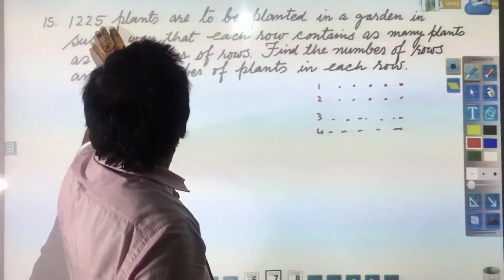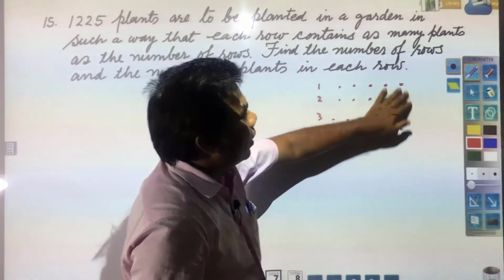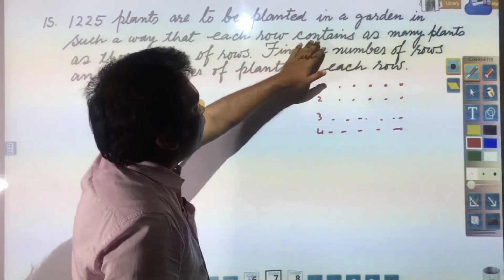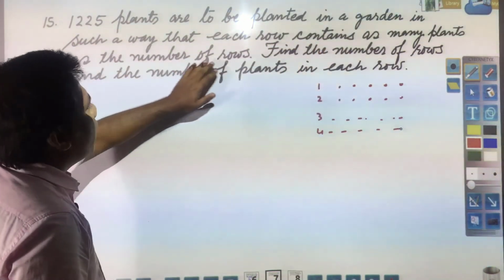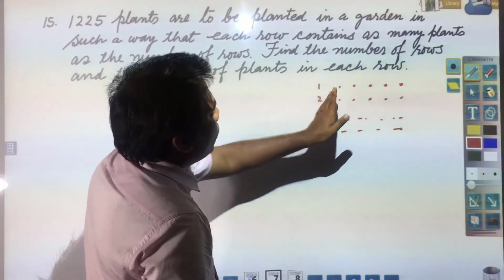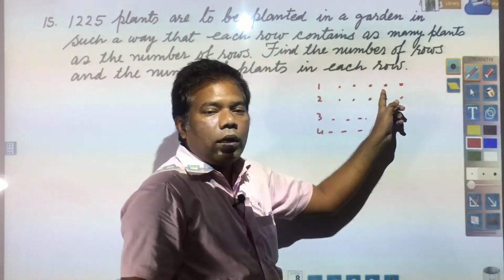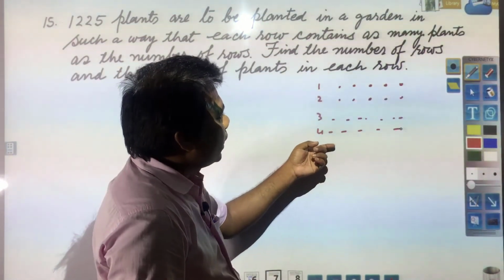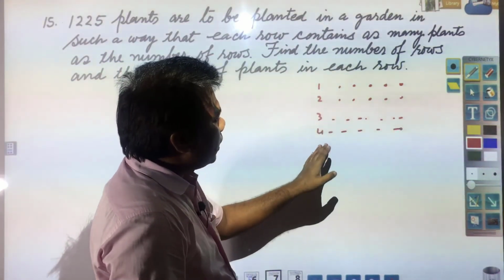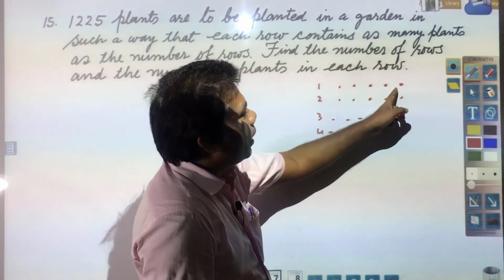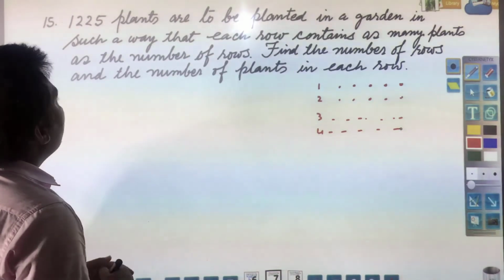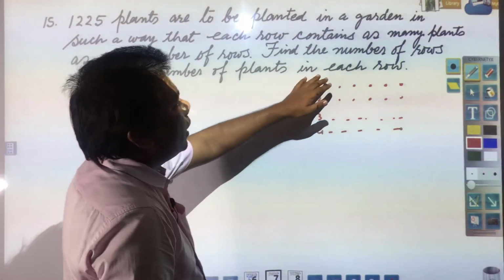Now, 1225 plants you are planting, but in such a way that each row contains as many plants as the number of rows. So, suppose if you have 4 rows, 4 plants will be planted in one row. If 5 rows are there, 5 plants will be planted in one row. If you have 6 rows, 6 plants will be planted in one row. Like that it has been done. Find the number of rows and the number of plants in each row.